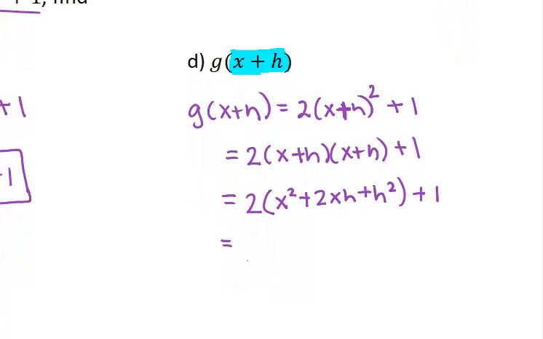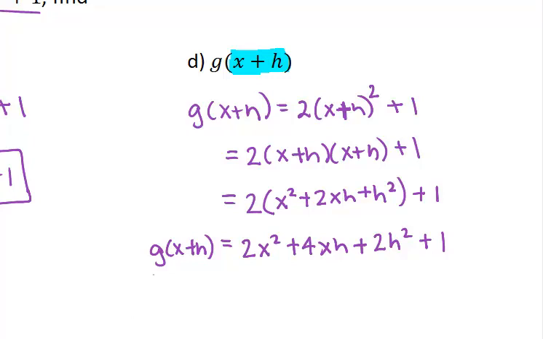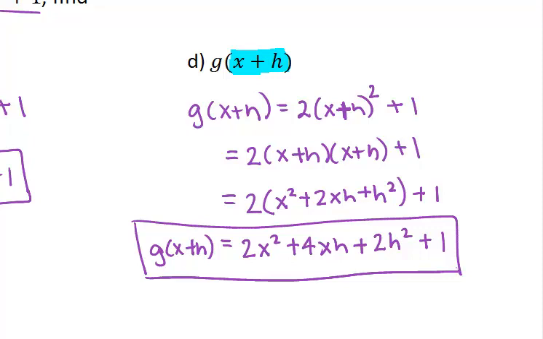Then we need to distribute our 2. So that gives me 2x squared plus 2 times 2 gives me 4xh plus 2 times h squared gives me 2h squared plus 1. Now none of those are like terms, so we actually cannot simplify any farther. So our final answer to this problem is g of x plus h equals that whole mess on the right, which is 2x squared plus 4xh plus 2h squared plus 1.